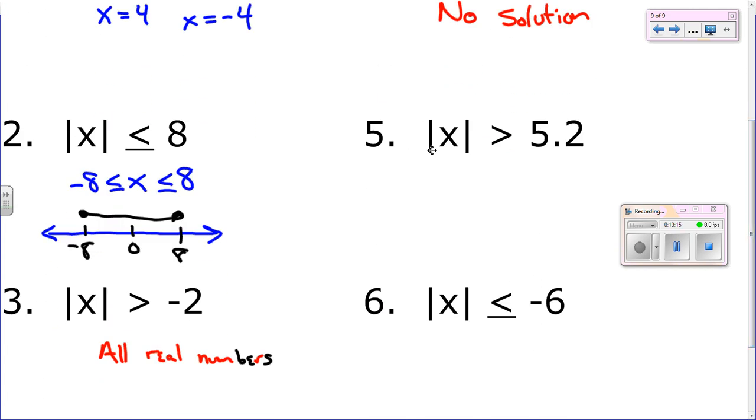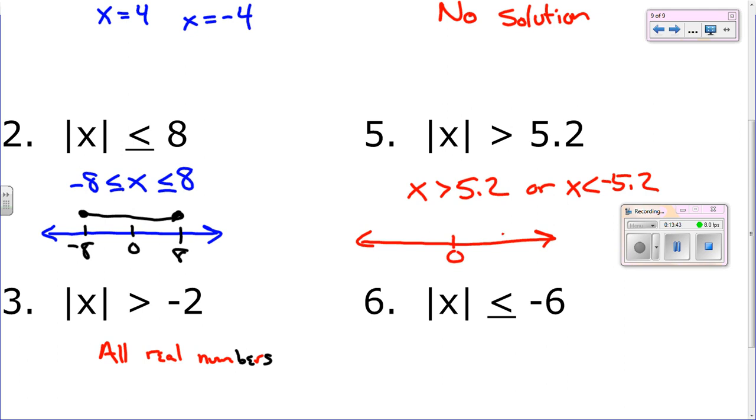Number 5, greater than 5.2. That's an or because it's greater. So smart coming up with that. X is greater than 5.2 or x is less than negative 5.2. If we graph that, 0, 5.2, and negative 5.2. So that would be smaller than that and greater than that.